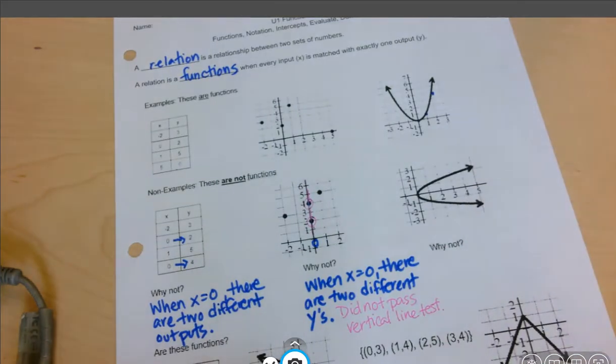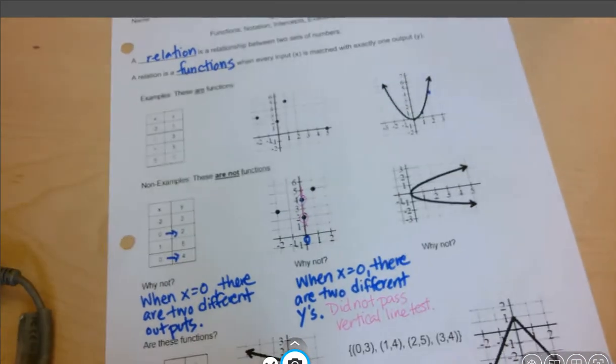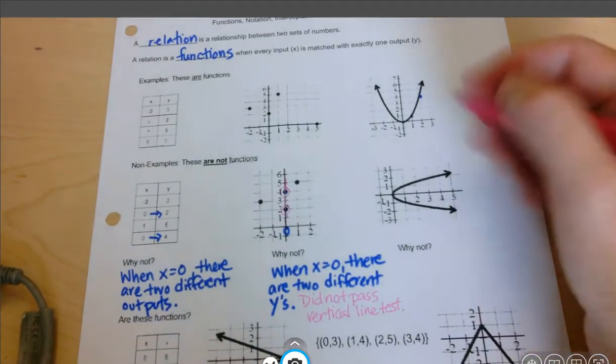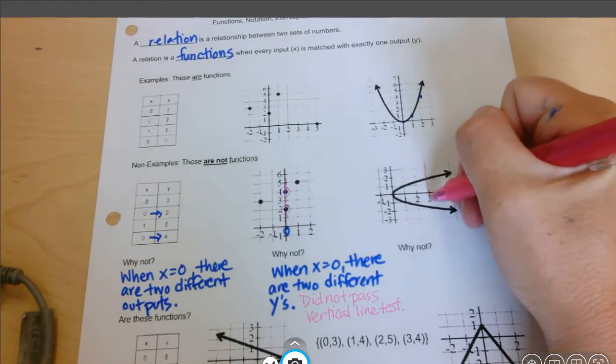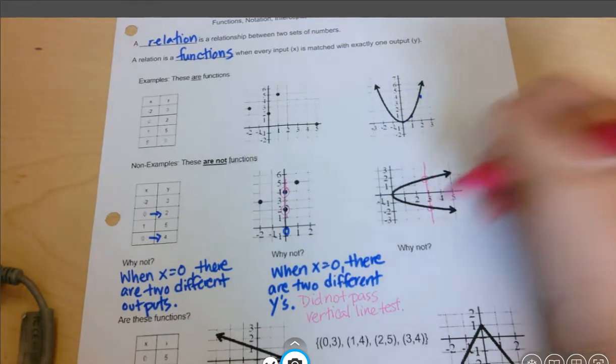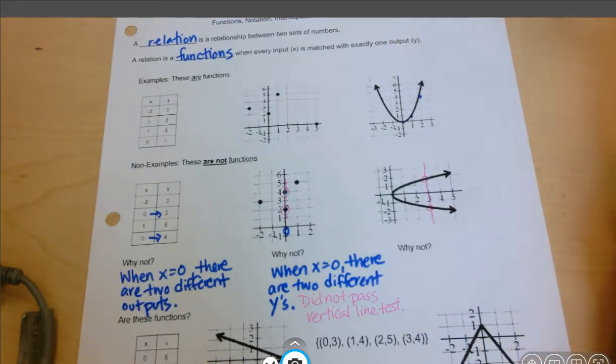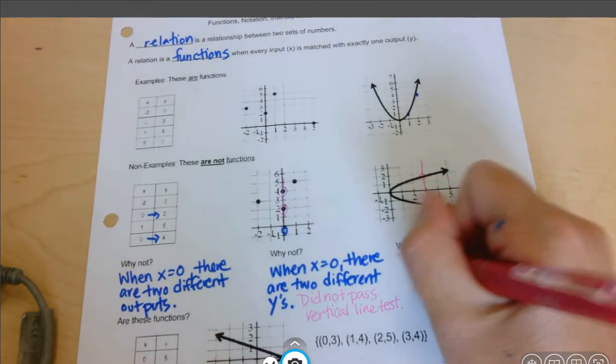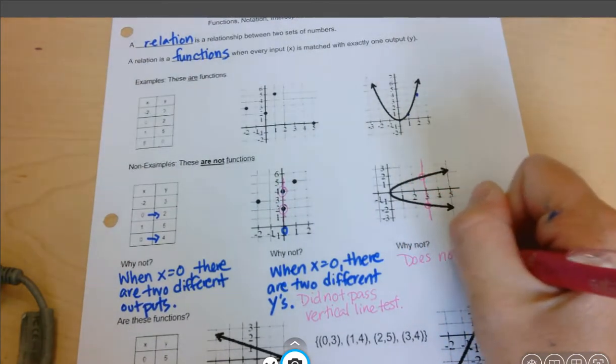Okay, and then over here, same thing. You can see several places where there is an x value that has two different y values. Here x is 3 and the y might be a positive or a negative. But again, you can also just say that it does not pass vertical line test.